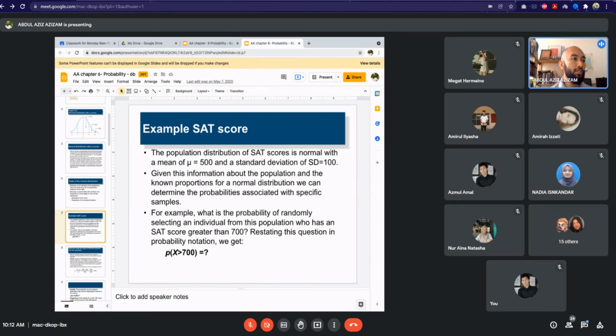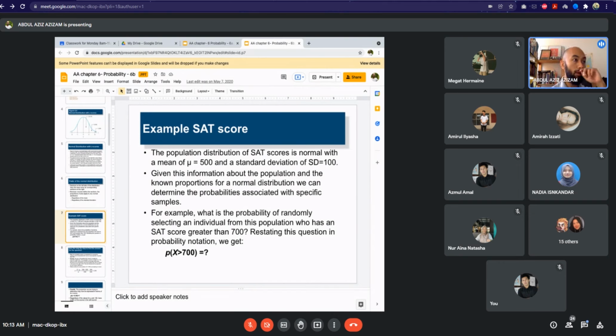So, the population distribution of SAT scores, okay, SAT score ni satu score yang satu test. Selalu example dalam buku statistik dia guna SAT score. I pun tak pernah tengok SAT score actually. Selalu somewhere in US dia guna SAT score lah untuk measure politika, I don't know. Okay, tak apa lah, kita just nak baca ni for example saja.